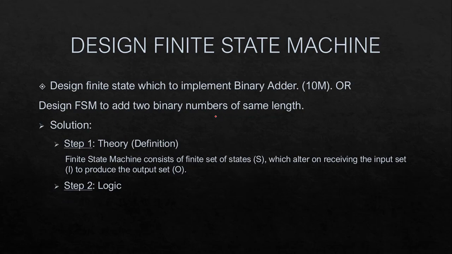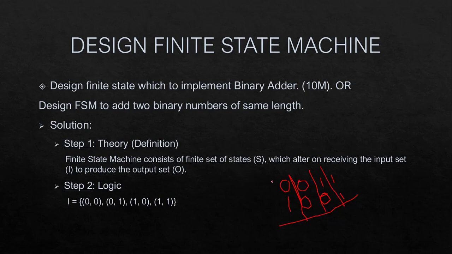Step number 2 is logic. So here we will see how this logic is built. Now, when we add binary numbers, we just need to know how the additions take place. So we have 0, 1, then 0, 0, 1, 0, and 1, 1 to add. When we add 0, 1, we get the output as 1.